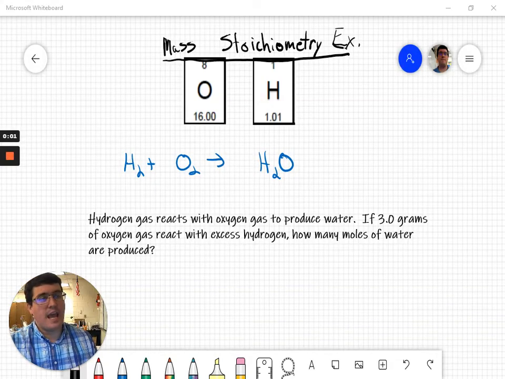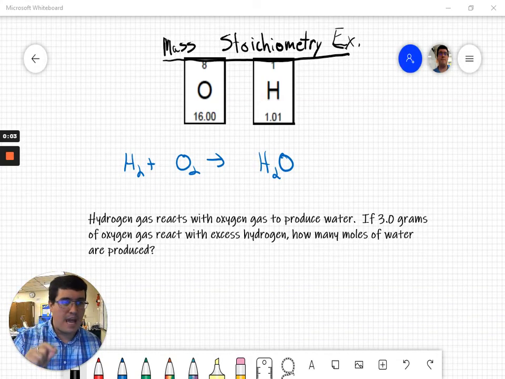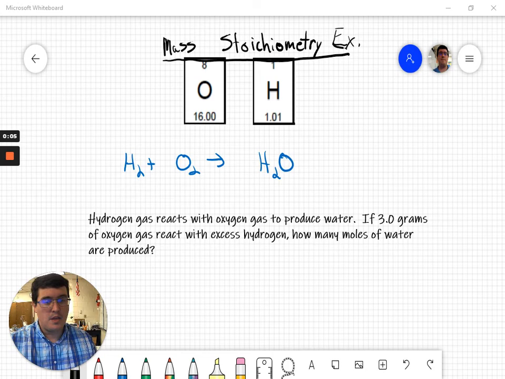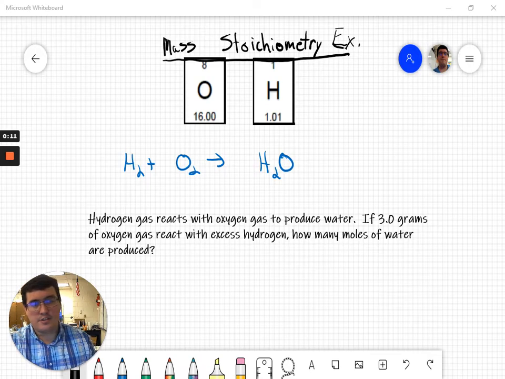All right, so now it is finally time to do a mass stoichiometry example problem. The problem on your screen is what we're going to do. You do not need to draw the oxygens and the hydrogens here. This is just an excerpt from the periodic table, just so I can refer to that instead of having to pull up the periodic table.